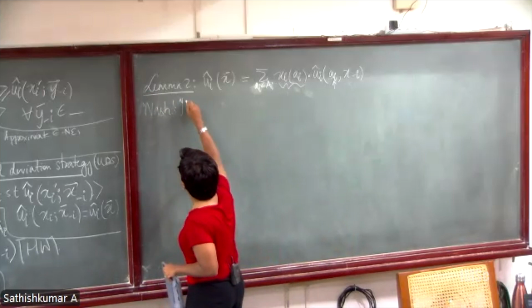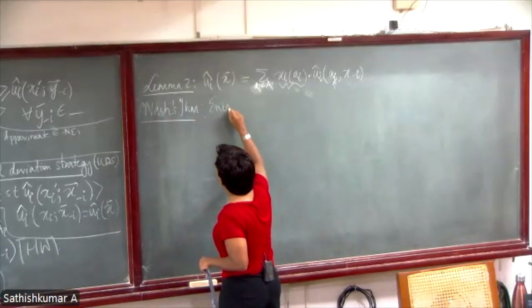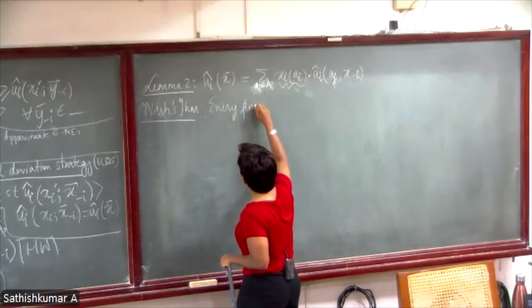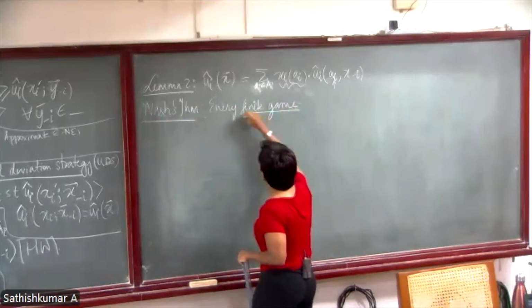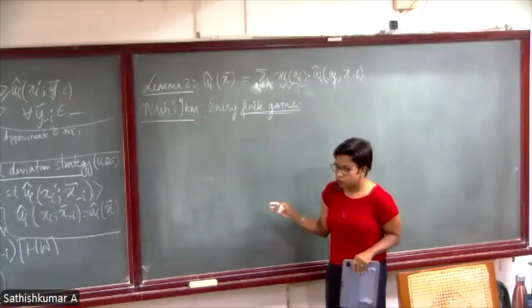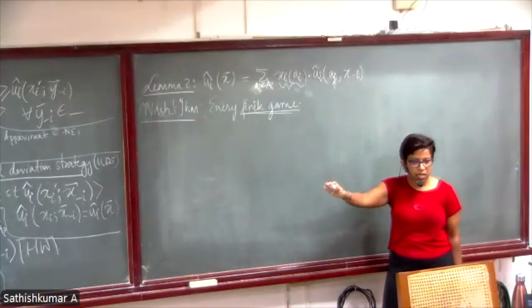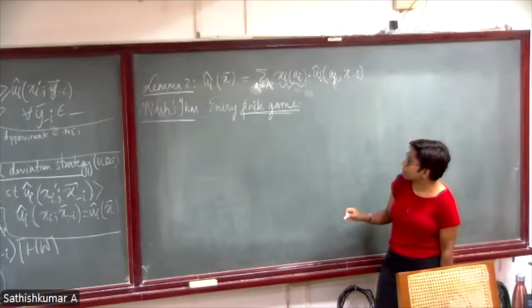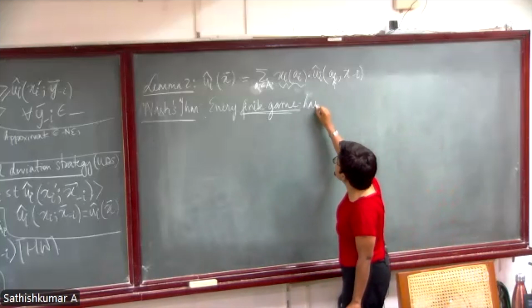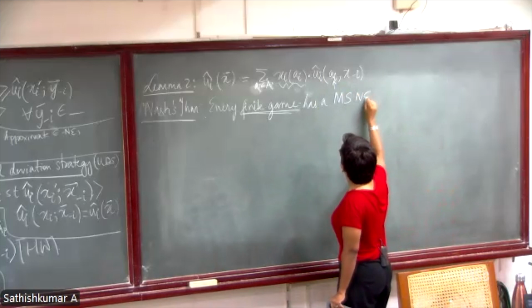Nash's theorem. In every finite game, when we say finite, we always mean that the number of players is finite, and for each player, that Ai set, the action space, is finite. Okay, so that's a finite game. Every finite game has a mixed strategy Nash equilibrium.